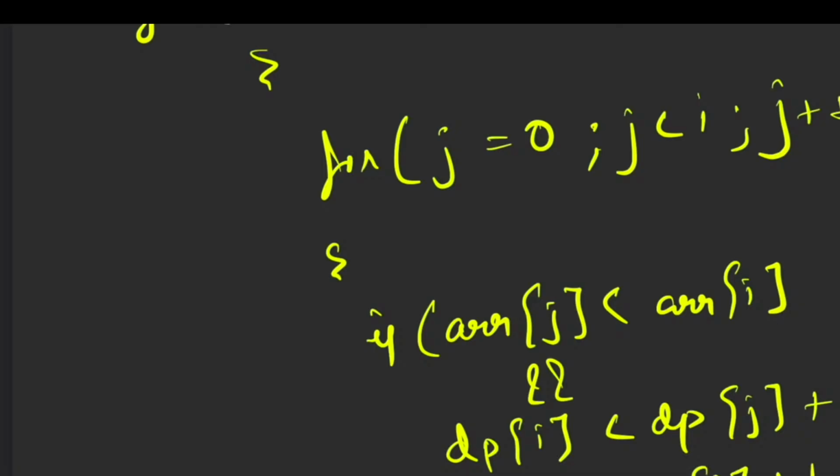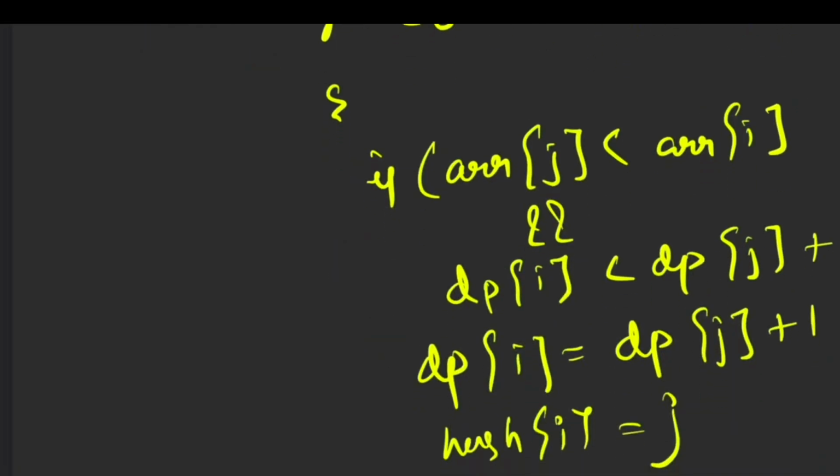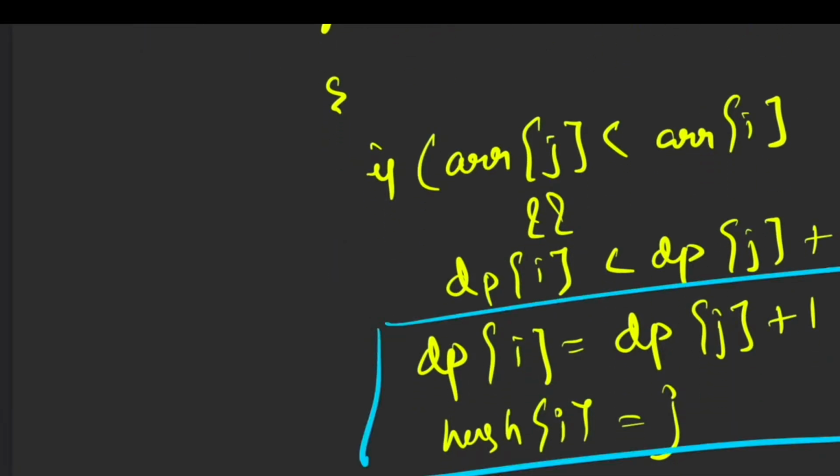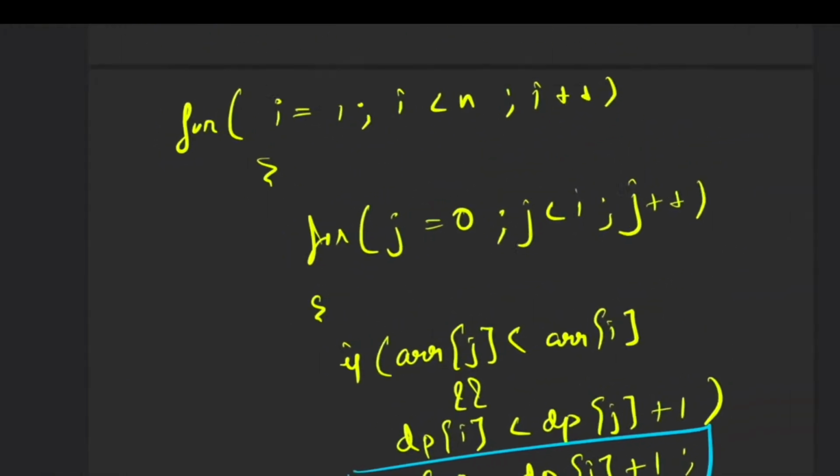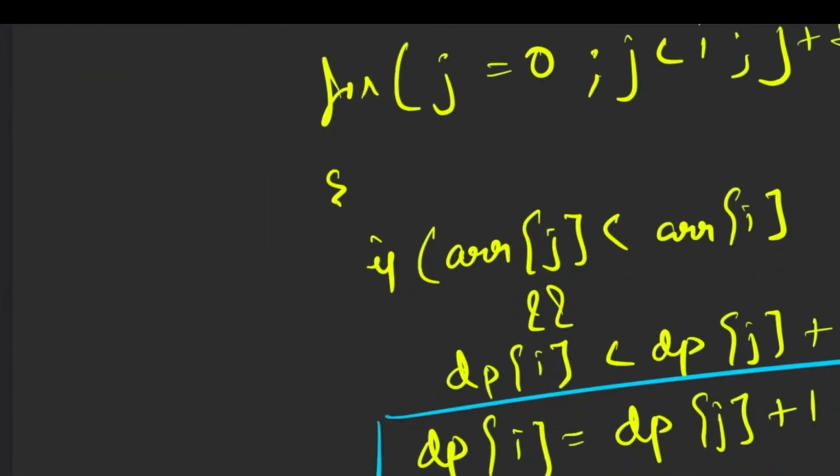And you said in the hash of i, you can keep j, because that's where the DP would have been derived from. This is the if statement that you wrote, and then the for loop executed. So if you remember well, this was the LIS code, and you checked for this, and that's how you stored the hash.